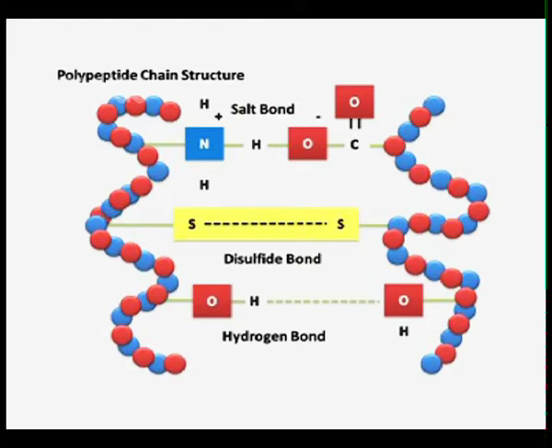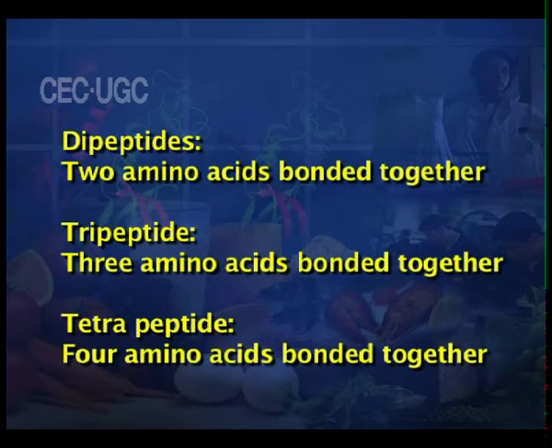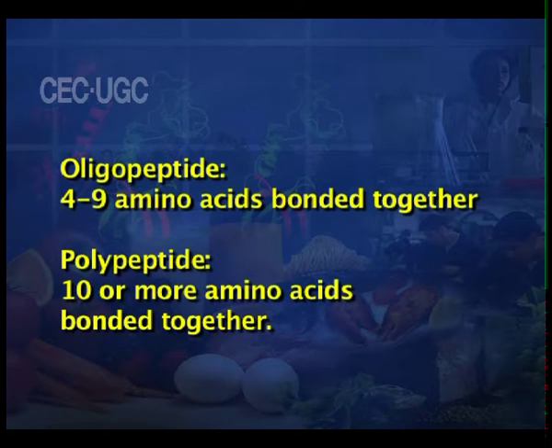Now, when we look at the polypeptide chain, this chain is formed by amino acid condensation reactions which create the peptide bonds between the amino acids. Peptides can differ in size based on the number of amino acids that are linked together. For example, dipeptides have 2 amino acids, tripeptides have 3, tetrapeptides have 4, oligopeptides have 4 to 9 amino acids bonded together, and any peptide that has more than 10 amino acids linked together is called a polypeptide.